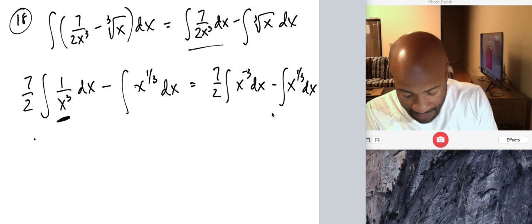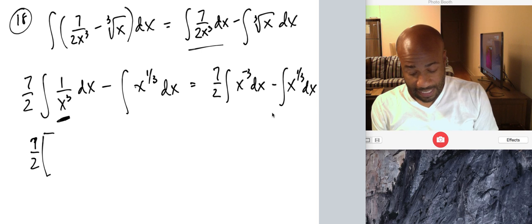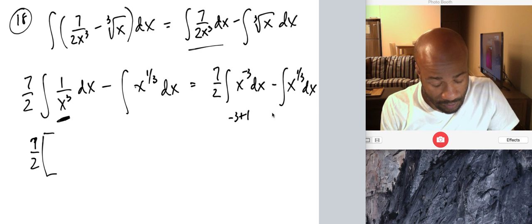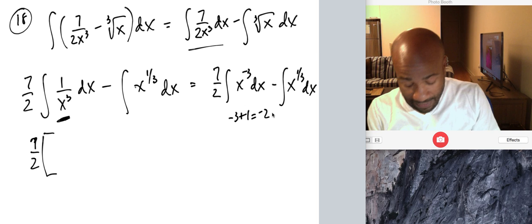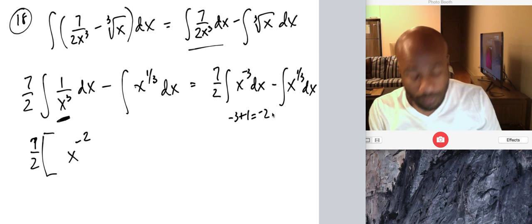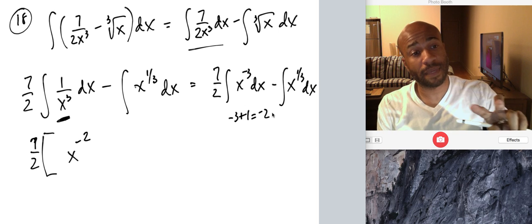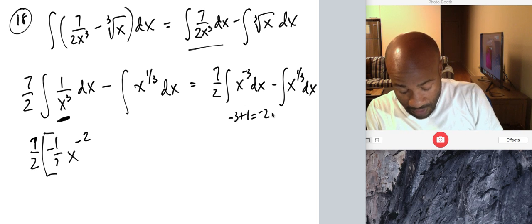So right now I have 7 halves, make that a 7. And now let's take care of the integration. So I have -3 plus 1, that gives me -2. So I have x to the -2. And remember, -2 is -2 over 1. So if I flip it, it's going to be -1/2.